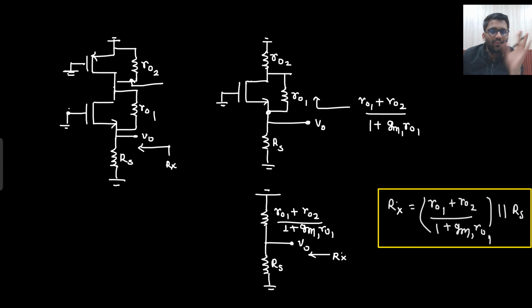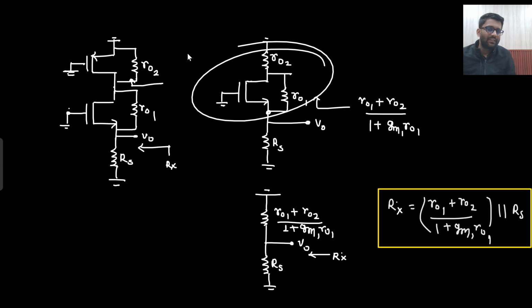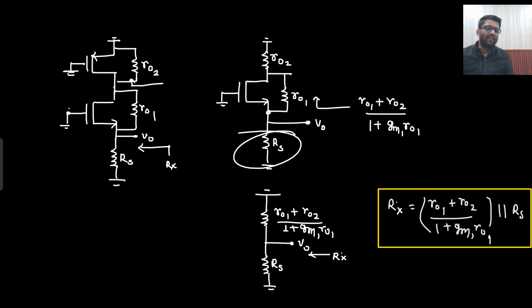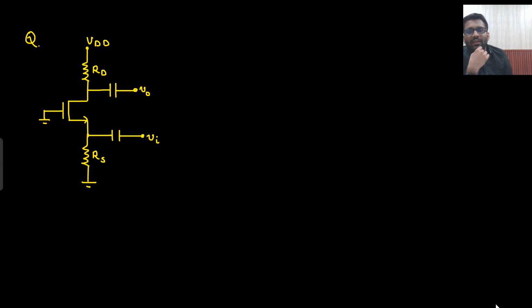Believe me, guys, if you have just gone through this video, VGS is gone, R0 and R02 are replaced, then looking from downward, I have seen this circuit. What is this circuit? R0 plus R02 divided by 1 plus gm R01, and RS will also come in parallel. That's the answer. Let's see the circuit now, from where these capacitors came into action.